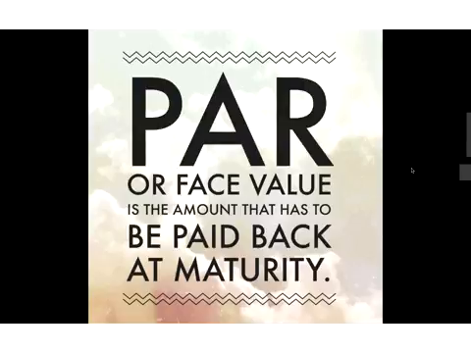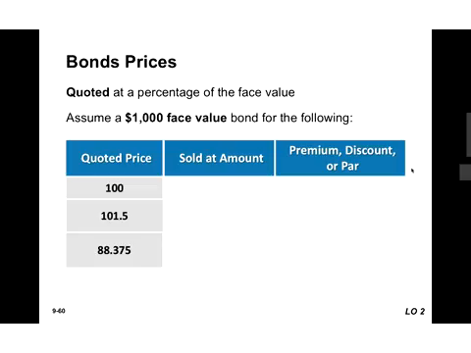It's typically when we talk about a $1,000 bond or a $10,000 bond, that's its par value or its face value. Those terms are kind of interchangeable. Okay, now when we talk about bond prices, they are quoted at a percentage of the face value. Okay, so we're given the face value, the par value, $1,000, and so assume we have a $1,000 face value bond or $1,000 par value bond.